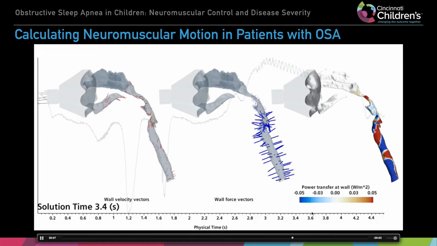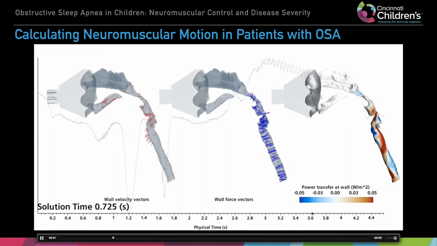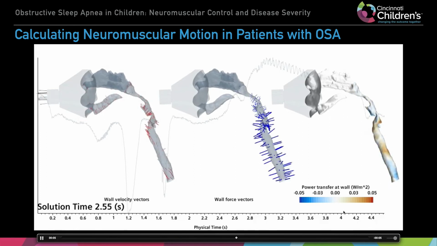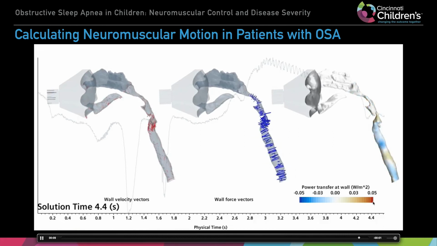There's only two things that can cause motion in the airway. Either it's passive response to the air pressure, or it's neuromuscular control. So we've really separated the two causes of motion into passive response in red and neuromuscular control colored in blue. And that's what we're showing in this third image here.